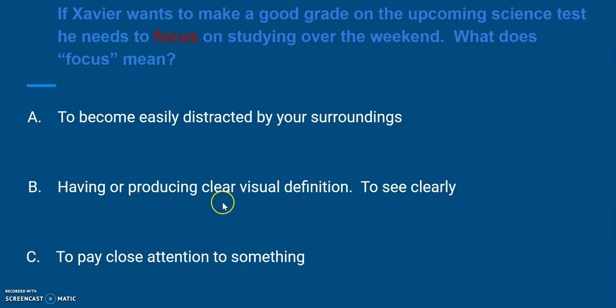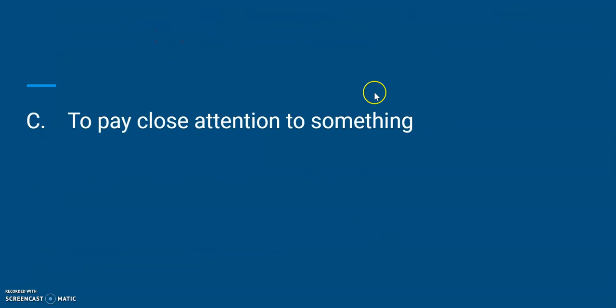Let's try B. If Xavier wants to make a good grade on the upcoming science test, he needs to have or produce clear visual definition to see clearly on studying over the weekend. That doesn't make sense either. Let's try C. If Xavier wants to make a good grade on the upcoming science test, he needs to pay close attention and study over the weekend. So if you chose C, you chose the correct answer.